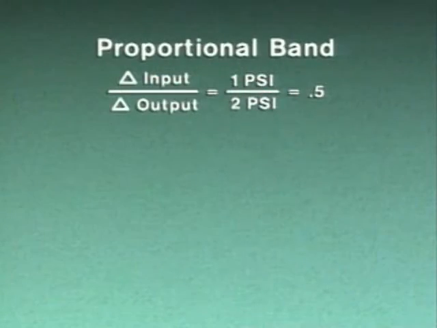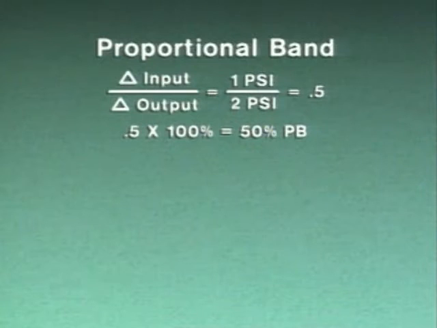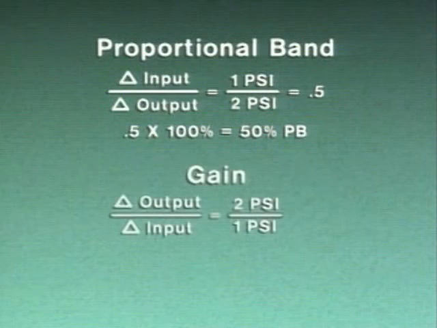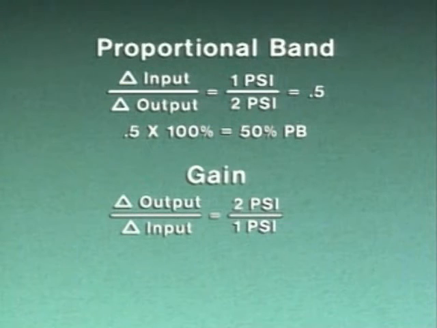Some manufacturers use the term gain when describing a proportional control adjustment. Gain is the inverse of proportional band, and it's expressed as a quantity rather than as a percent value. For example, a 1 psi change in input that produces a 2 psi change in output represents a 50% proportional band. But since gain is the inverse of proportional band, the relationship between the change in input and output is reversed. So the gain in this example is 2.